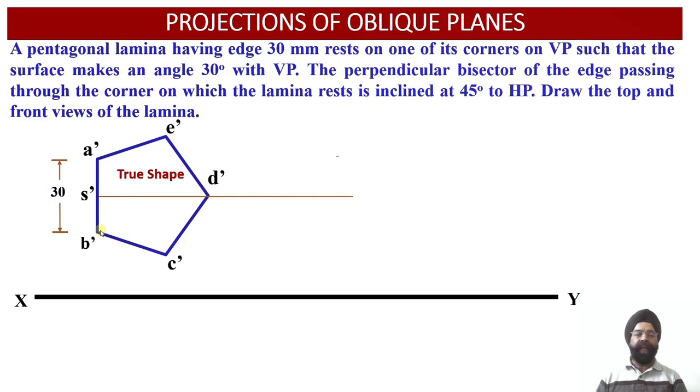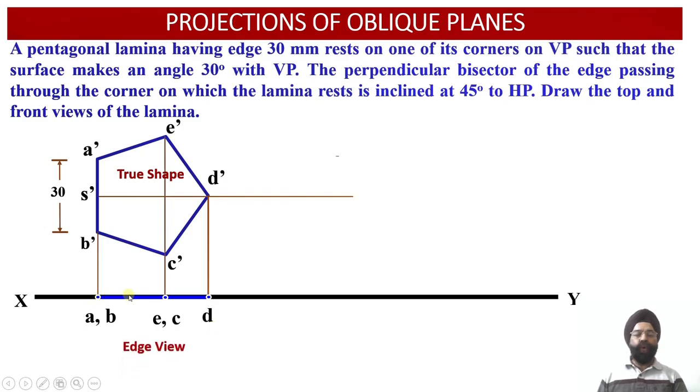So once we have obtained the true shape projections of this lamina, now we have to look at this lamina from the top. So as we look at this lamina from the top, the edge view projections of this lamina will be obtained onto the XY reference line. So A dash, B dash points, they will be projected as AB, E dash, C dash points, they will be projected as E and C, and D dash point will be projected over here as point D. So this way, the edge view of this pentagonal lamina has been obtained onto the XY reference line over here, or into the horizontal plane.